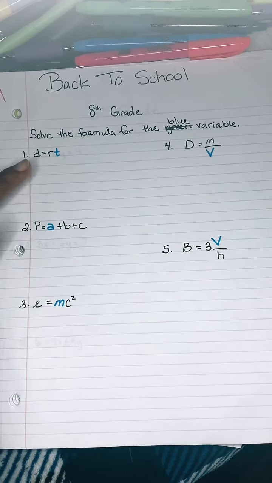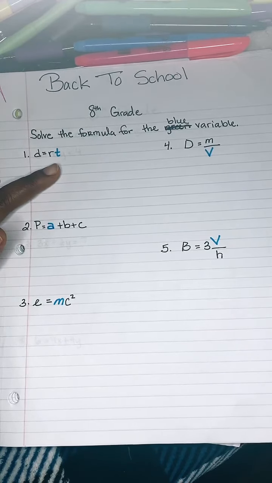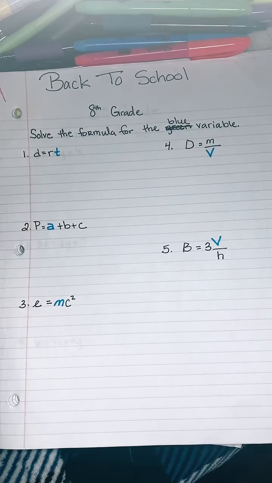Let's start with number one, D equals RT. What do you guys think? How can I get T by itself? What do you guys say?